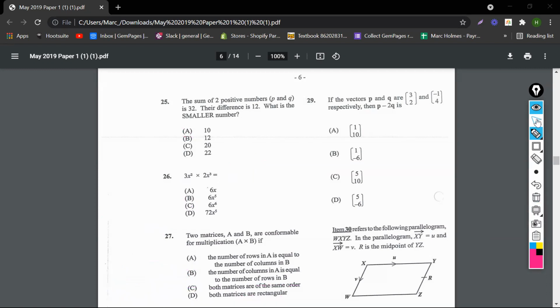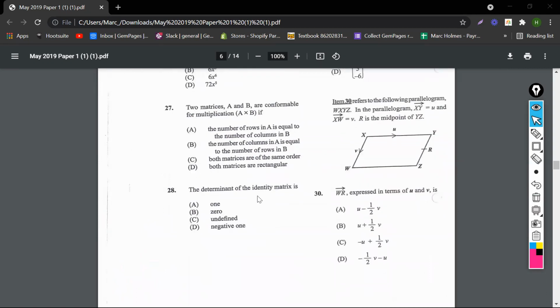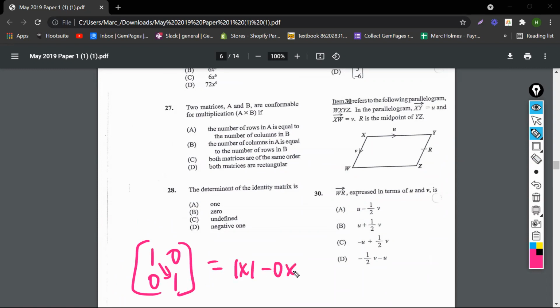All right. So 28 now, it says the determinant of the identity matrix is... So remember the identity matrix is 1 0 0 1, guys. This is the identity matrix. So if we find the determinant, guys, it would be 1 times 1 minus 0 times 0. So it's definitely 1. The answer is A. It's definitely 1. Cool.